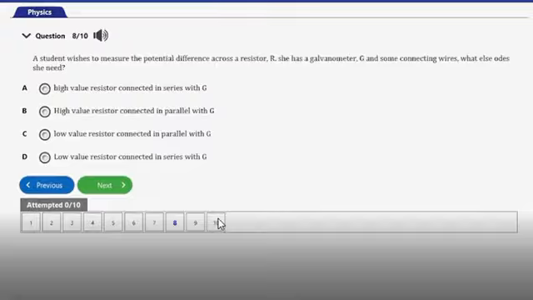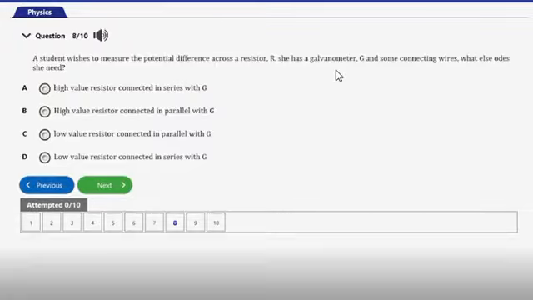So that's question number 8 here. It says, a student wishes to measure a potential difference across a resistor R. She has a galvanometer G and some connecting wires. What else does she need? We have A, a high value resistor connected in series with G. So guys, obviously the answer to this question is A here already.